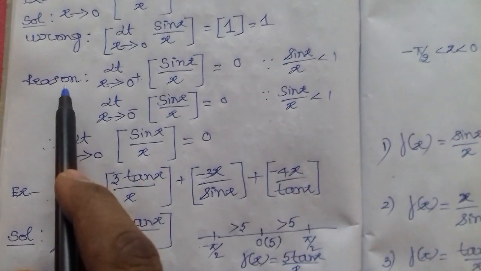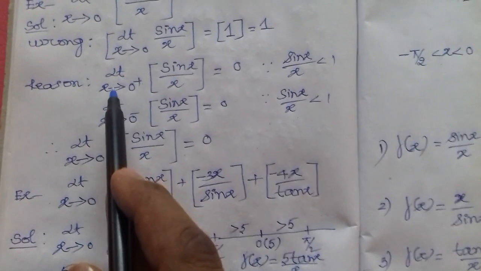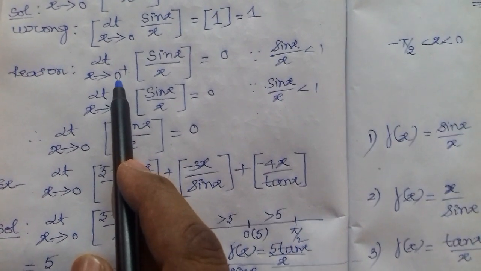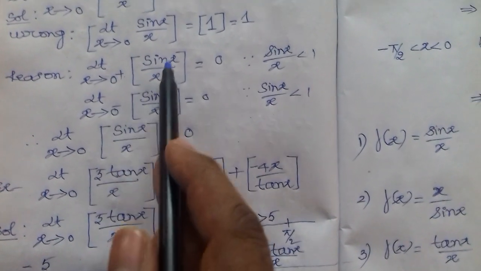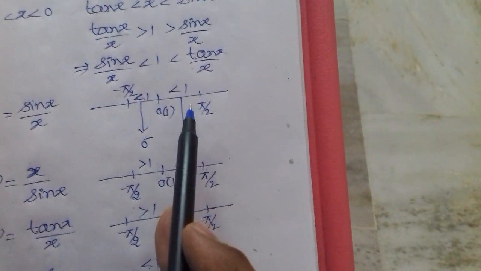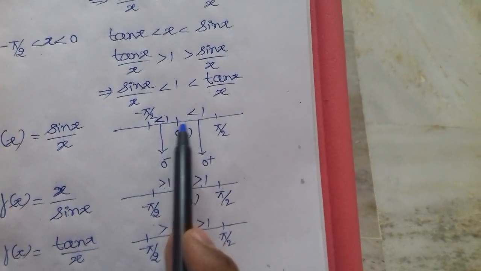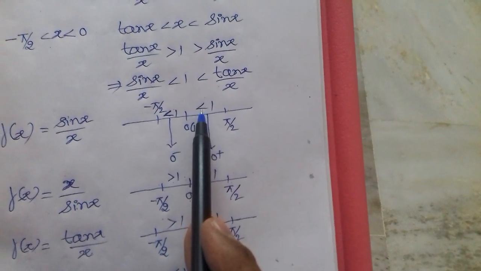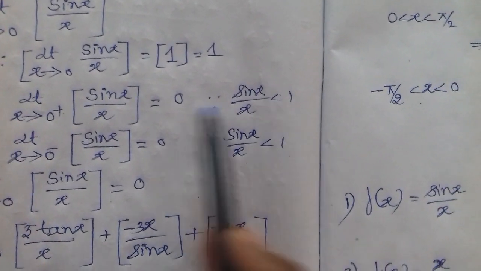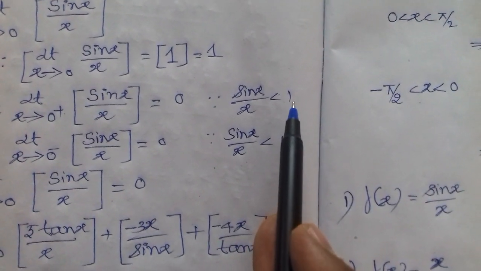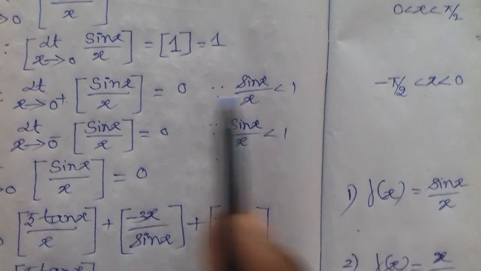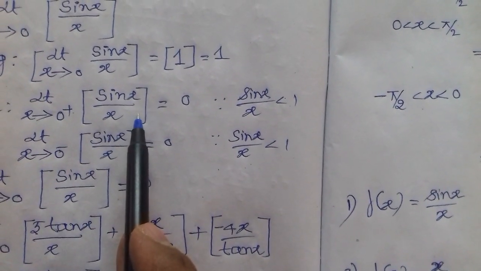This is wrong because of the reason: limit x tends to 0 plus step of sin x by x. 0 plus means greater than 0. When x is greater than 0, what is sin x by x? Here x is greater than 0, 0 to pi by 2. This is less than 1. So sin x by x is less than 1. That means it will be like 0.999. So step of 0.999 is what?